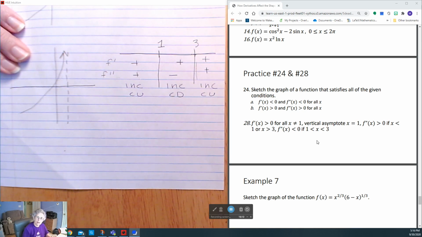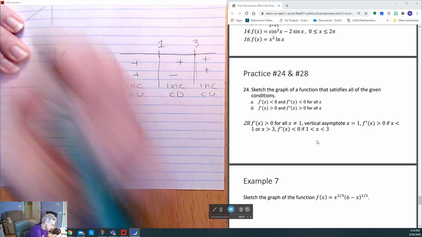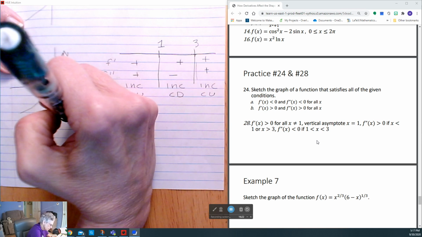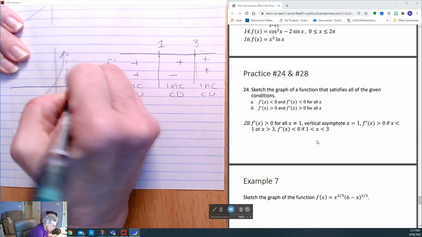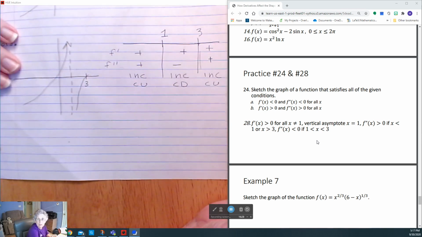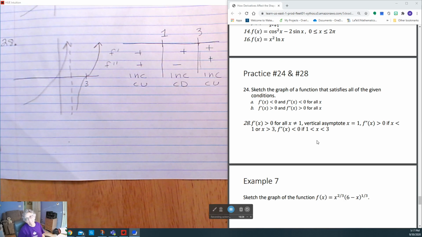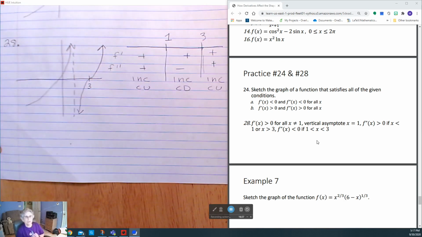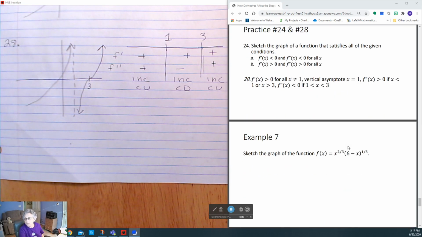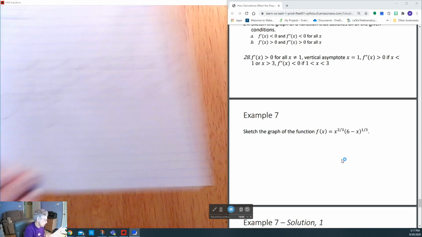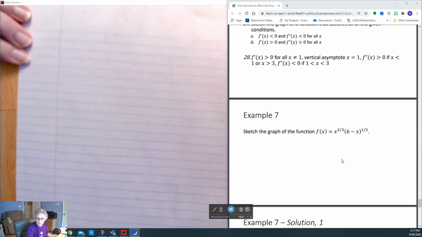Increasing concave down from 1 to 3. So from 1 to 3, I need to be concave down and increasing. And then at 3, and put it right there, I'm going to switch to concave up. Something like that. Yours could be slightly different, but it has to satisfy all of those things. Okay, we have a little more interesting graph to draw. So let's see what we can do with this one.